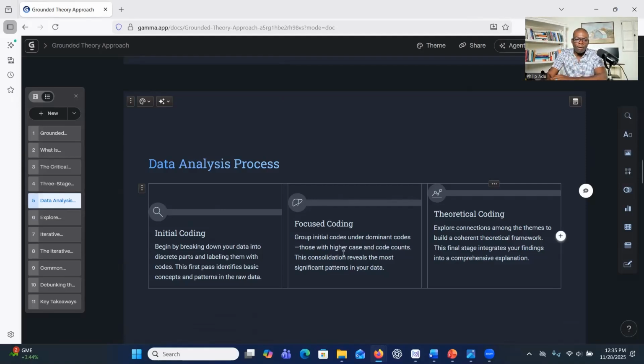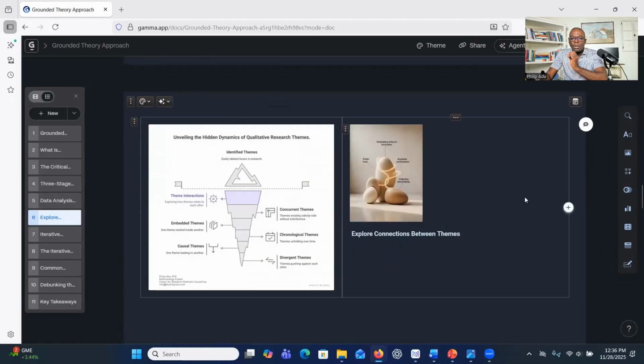So it's a back and forth process. Also, I just want to emphasize, I was talking about the last stage, which is called theoretical coding. You explore relationships between themes, right? There are different types of relationships that you can explore. One of them is called concurrent relationship. Do the themes happen at the same time?